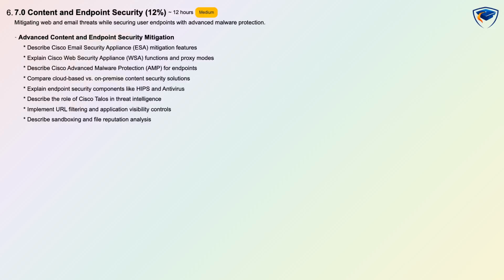You'll also learn about comparing cloud-based versus on-premise content security solutions, explaining endpoint security components like HIPS and antivirus, and describing the role of Cisco Talos in threat intelligence. Additionally, this domain covers implementing URL filtering and application visibility controls, and describing sandboxing and file reputation analysis.